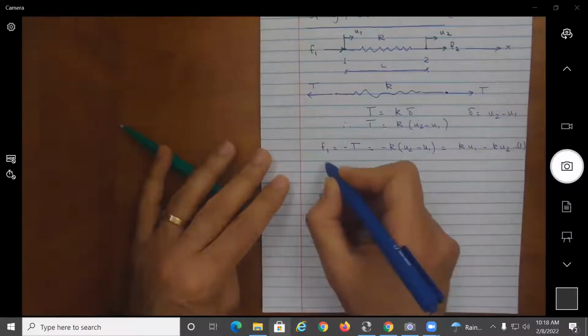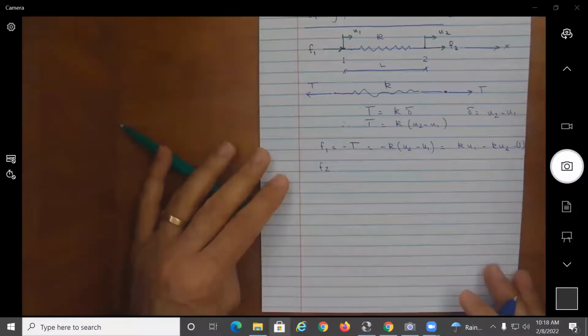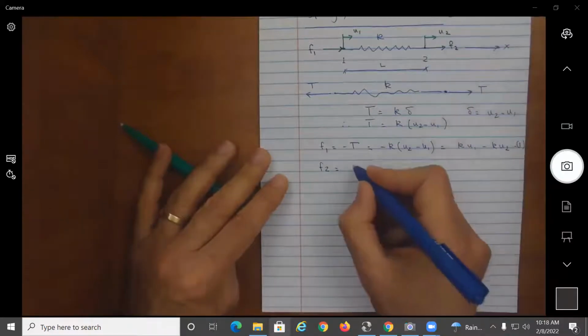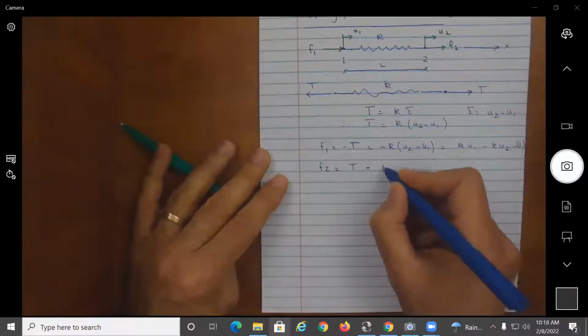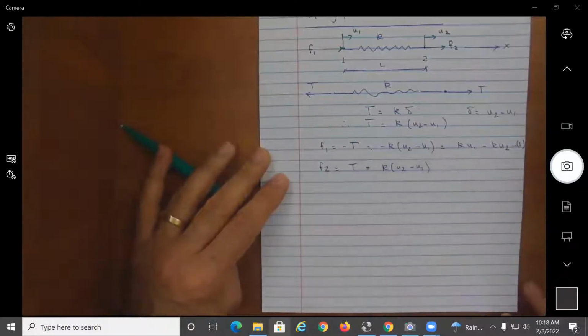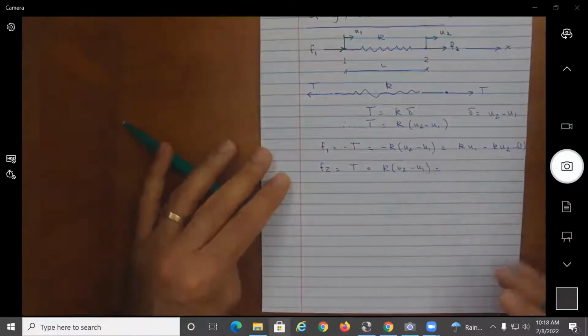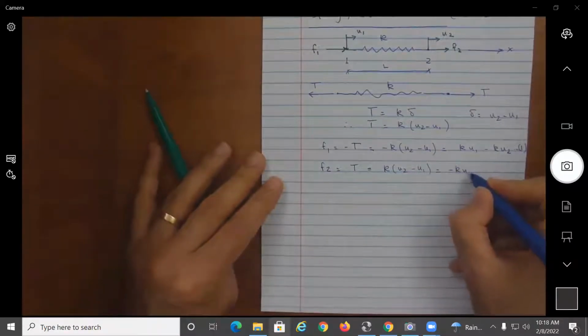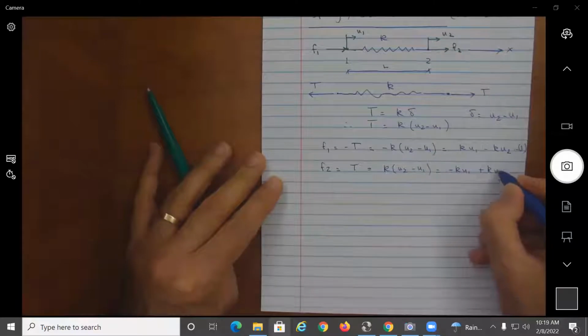Now, F2 is equal to T, which is equal to K times (U2 minus U1). I can write it as equal to minus K U1 plus K U2. And I'm going to call this equation 2.